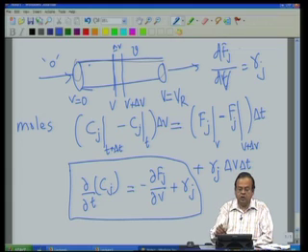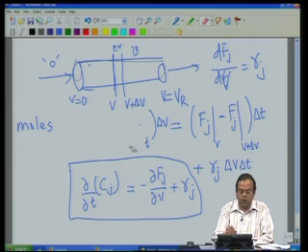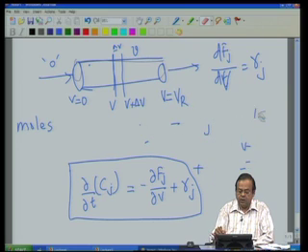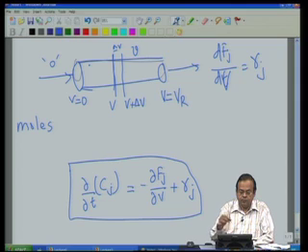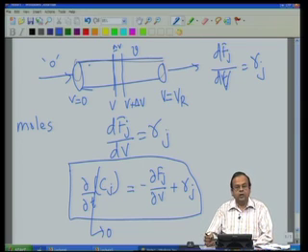How do we go from this equation to this equation? If we say that we are looking at steady state, then the del Cj by del t term drops out, and we have only these two terms. So, if we now rearrange them, we get dFj by dV equal to Rj. That is our mass balance equation for a plug flow reactor.